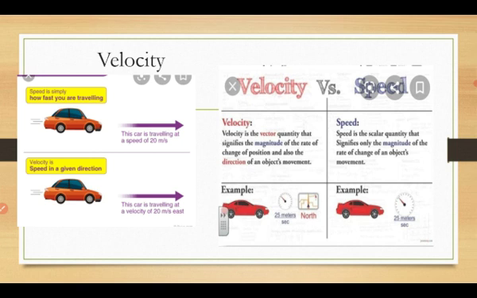Another way I am going to tell again: if the object is moving in a particular direction with a speed, then it is called velocity. If the object does not move in any particular direction, then it is called speed. It is not called velocity.